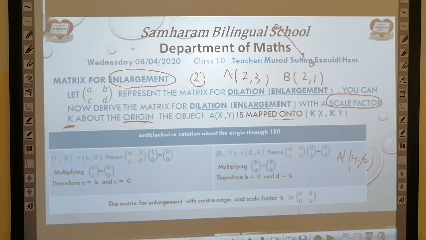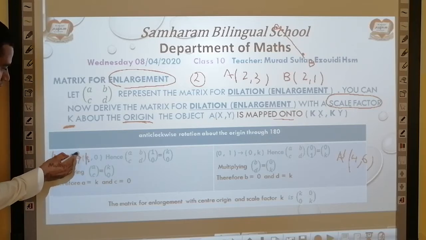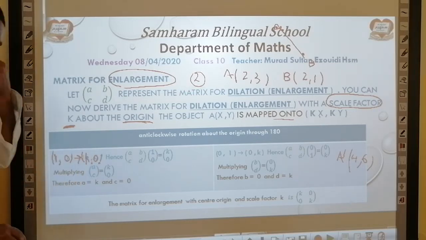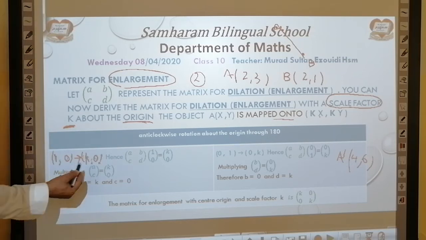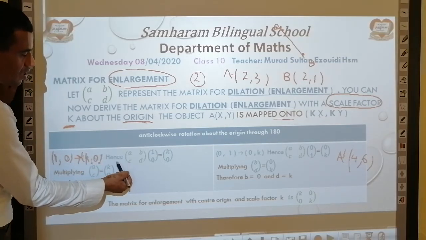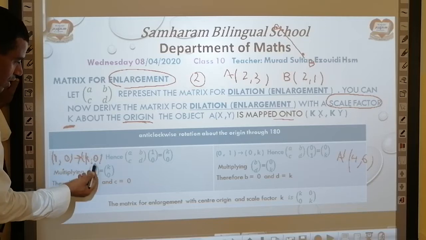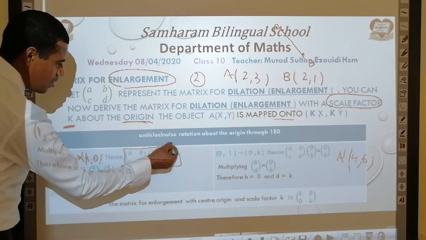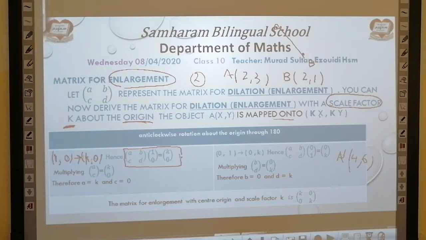Okay, so now let's do it. This is the point (1, 0). It maps to what? It maps to k multiplied by 1 is k. 0 is the same, no change, because k multiplied by 0 is 0. Hence the matrix that transforms this point to its image is written as a matrix equation or matrix form.